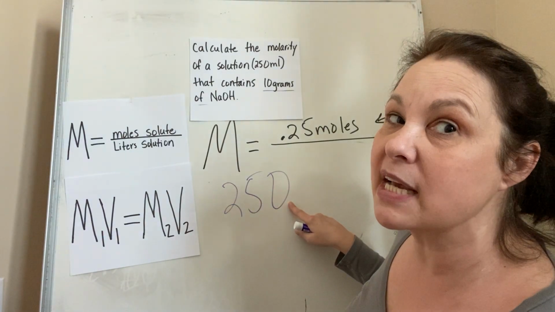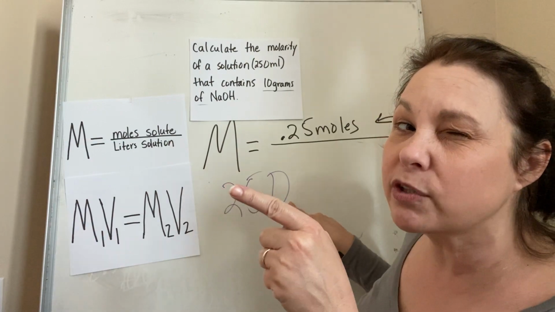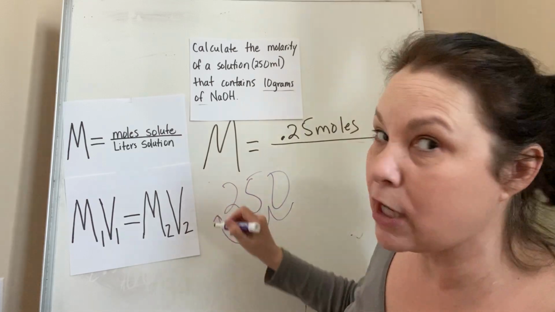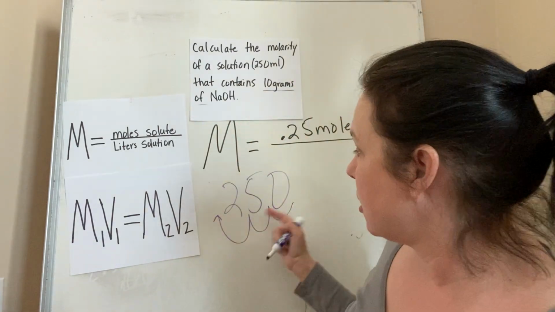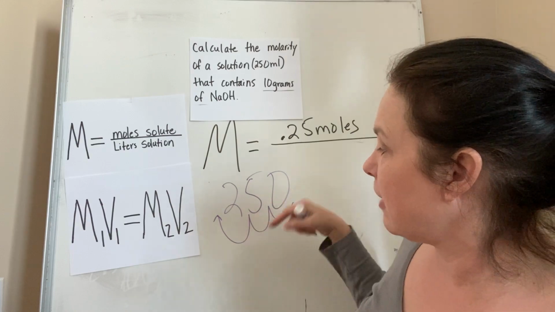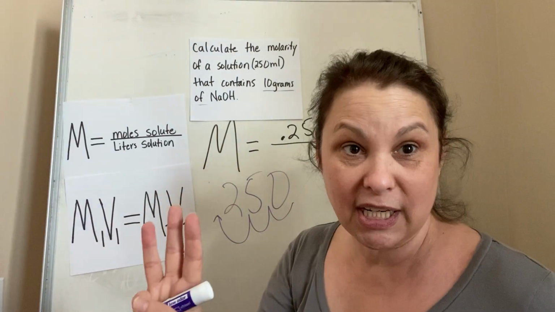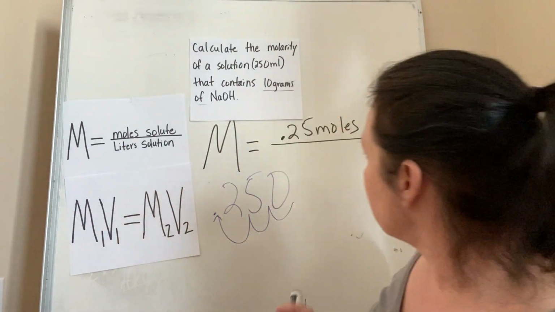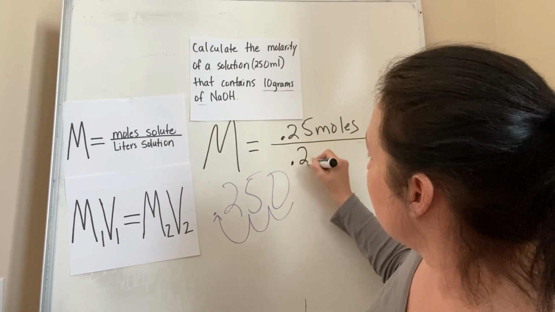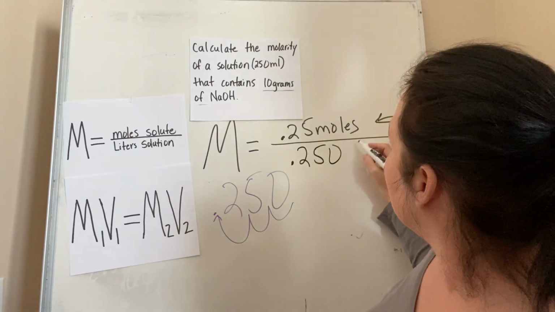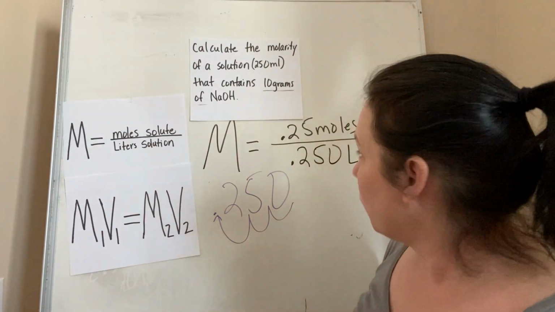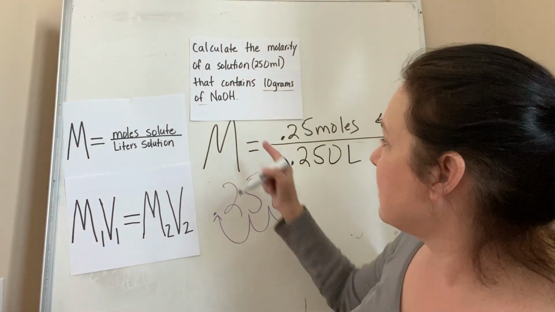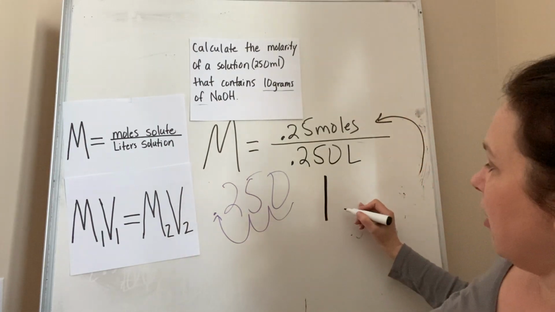Which way does Beyonce say? To the left, to the left. We're going to move that decimal three places to the left. To the left, to the left. Move that decimal 3 places to the left. That will change that into liters. So it's 0.250 liters. Now, when I divide 0.25 by 0.25, that is going to give me a molarity of 1.